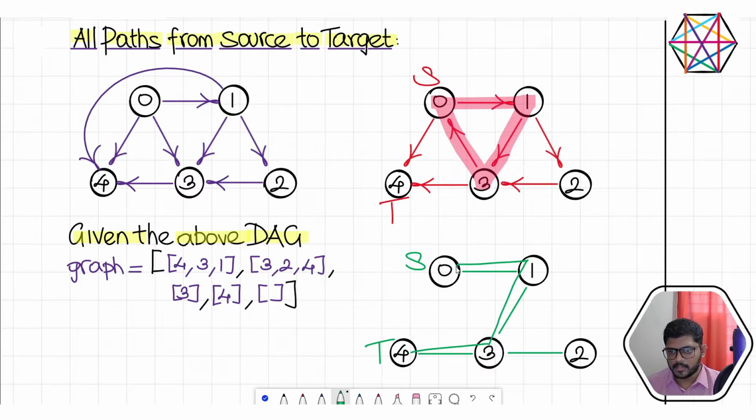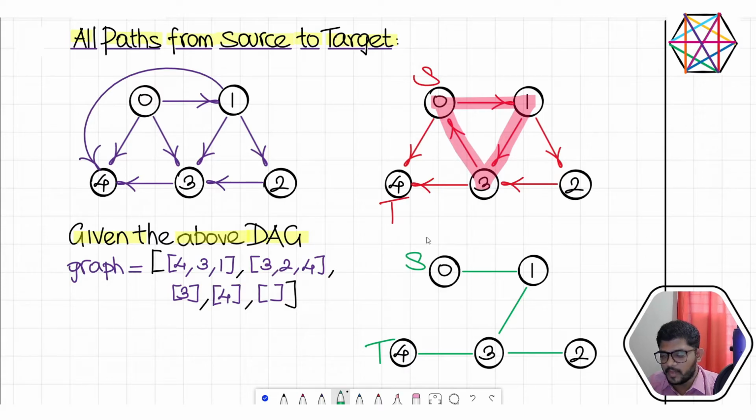Fine. 0, 1, 0, 1, 3, 4 is also a path, right? 0, 1, 3, 1, 3, 4 is also a path. You see, when we don't have a directed graph, at any point we can always go back and forth between any two nodes, right? So that will result in infinitely many different paths from 0 to 4, right? So these are the issues with graphs containing cycles and undirected graphs, right?